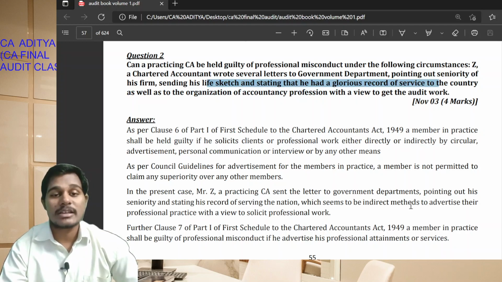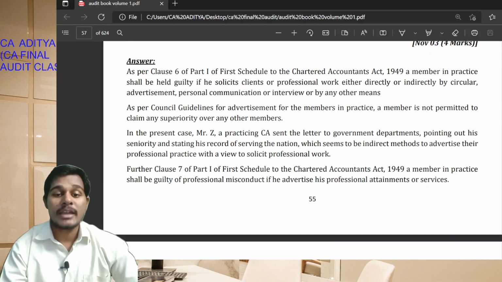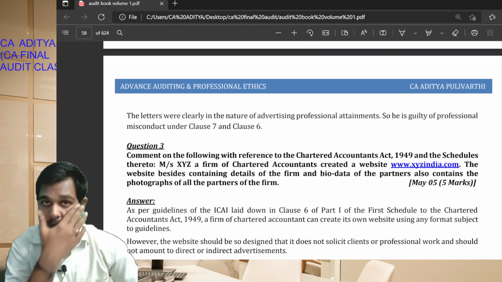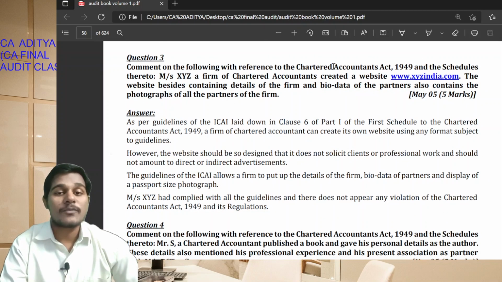So in the present case, he will be professionally misconduct as per clause 6 and clause 7. Clause 7 means he is giving his professional attainments. Then he will be professionally misconduct as per clause 6 and clause 7 of Part 1 of the First Schedule to the Chartered Accountants Act.